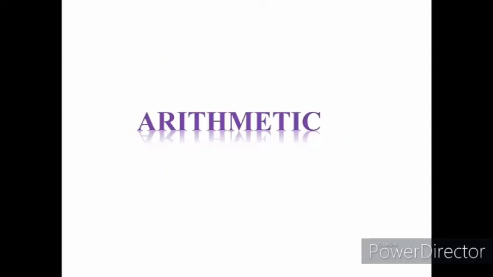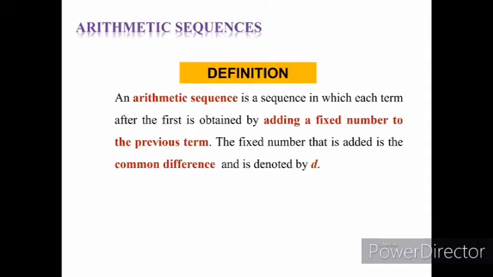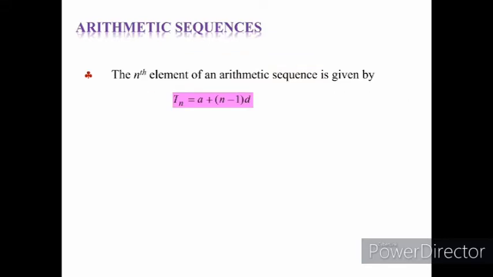Now, we will continue with arithmetic sequences. An arithmetic sequence is a sequence in which each term after the first is obtained by adding a fixed number to the previous term. The fixed number that is added is the common difference and is denoted by d. The nth term of an arithmetic sequence is given by T of n equals a plus n minus 1, multiplied by d, where T of n represents the nth term, a is the first term and d is the common difference.